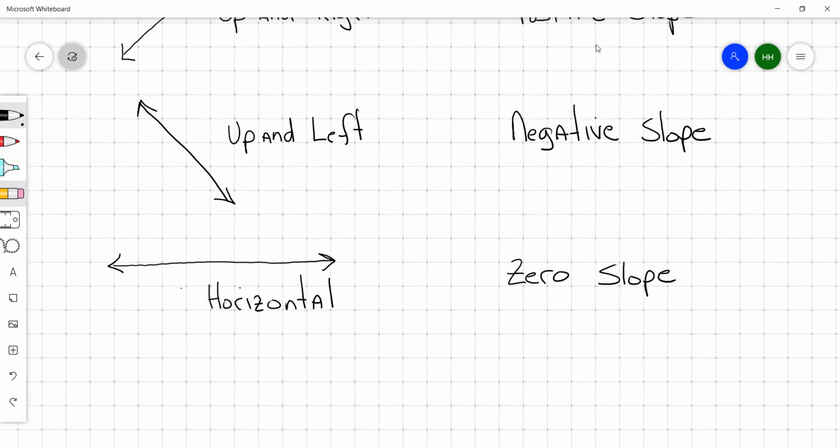Now, 0 as a slope is when there's a 0 in the numerator. So like 0 over 1, 0 over 2, 0 over 10. It's 0 over anything. 0 in the numerator is a 0 slope. The line is horizontal.